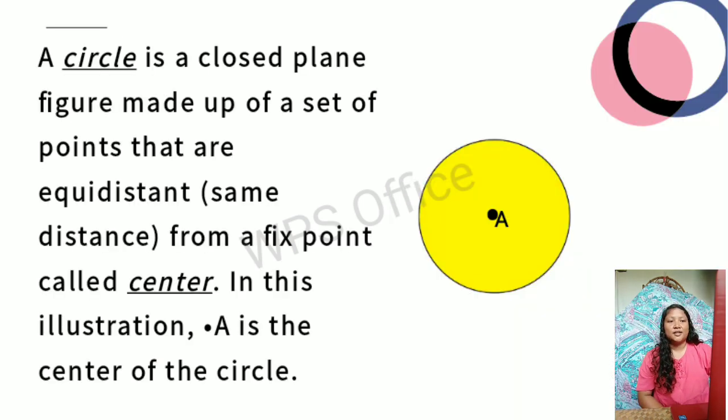A circle is a closed plane figure made up of a set of points that are equidistant, or in other words, the same distance from a fixed point called the center. In the illustration given on the screen, A is the center of the circle.